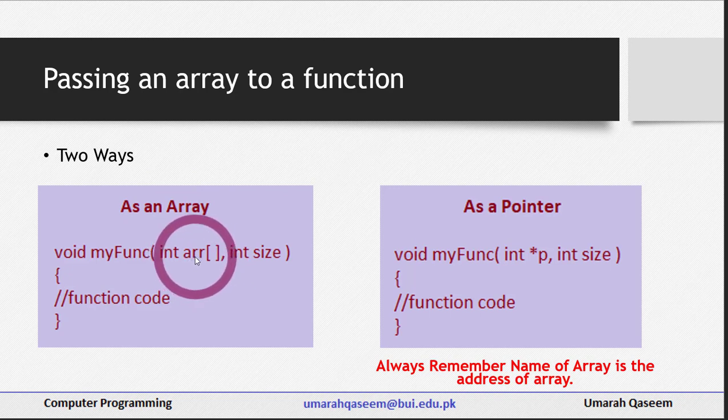If you want to look at the syntax, if you want to send an array as an array, you will write it like this: the name of the array and then square brackets. But if you want to send it as a pointer, there is just one difference, that is the star and the name of the pointer. So let's see an example of both to understand it better.